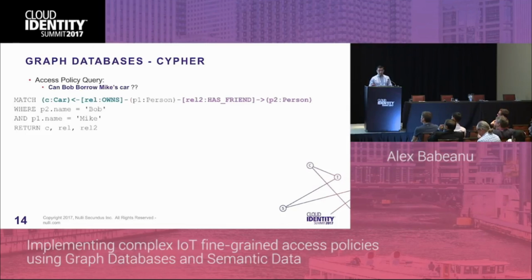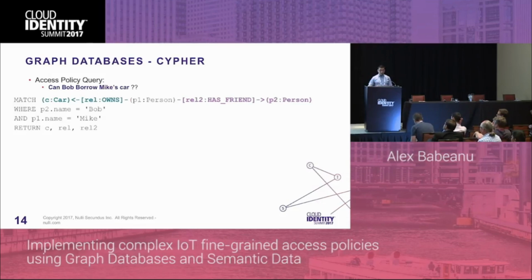So here's the question: can Bob borrow Mike's car? Remember the little graph I showed you earlier? So can Bob borrow Mike's car? In Cypher, unlike SQL where you have select, the keyword is match, because we're trying to match patterns to the graph. So can we find in the graph a pattern like that?